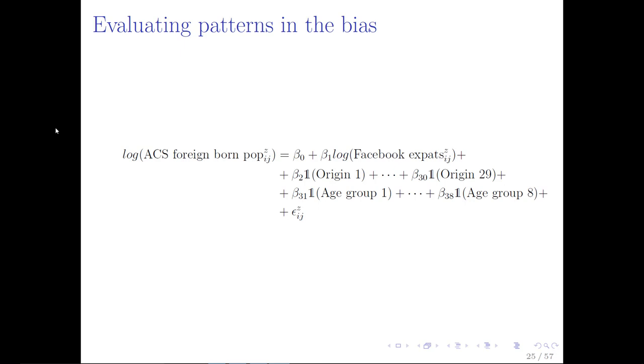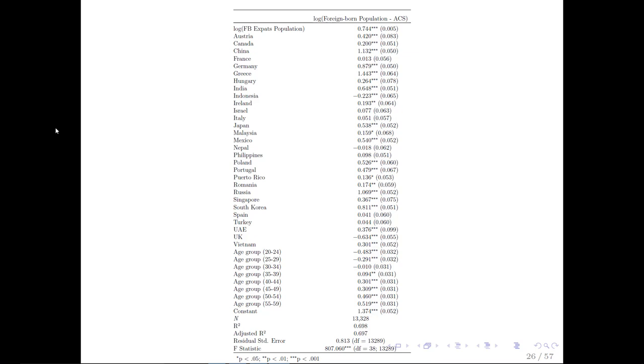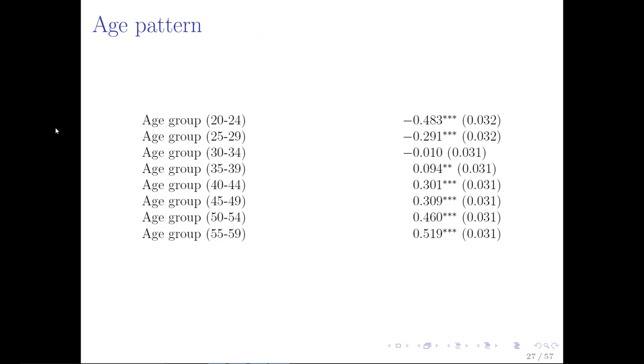There are a lot of numbers here. I think the interesting ones are the age groups, so I'm going to zoom in on those. We see that the coefficients tend to be negative for young age groups, meaning that on average, Facebook tends to overestimate migrants for younger age groups and tends to underestimate migrants for older age groups, which is not surprising and is similar to what we saw in the example.